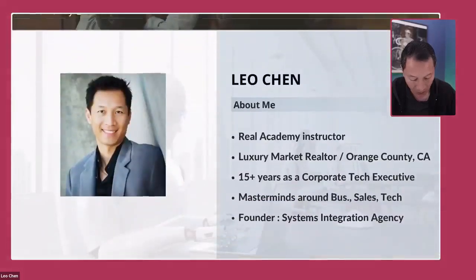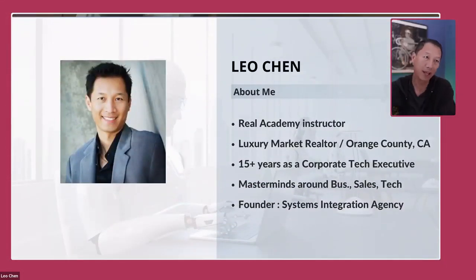If you don't know about me, my name is Leo Chen, and I have been a Real Academy instructor for almost a year. I am also a luxury market realtor here in Orange County, California. The reason I do these is because I have been a corporate tech executive for over 15 years for an interactive agency, which is like a full-service ad agency. And what I love doing, because I have these cross points of experience, is that I love tech, I love business, I love sales, I love real estate.